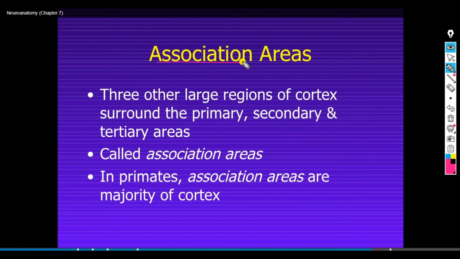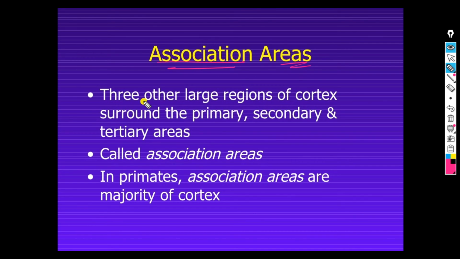The association areas. Three other large regions of cortex surround the primary, secondary and tertiary areas, called association areas. In primates, association areas are the majority of the cortex.